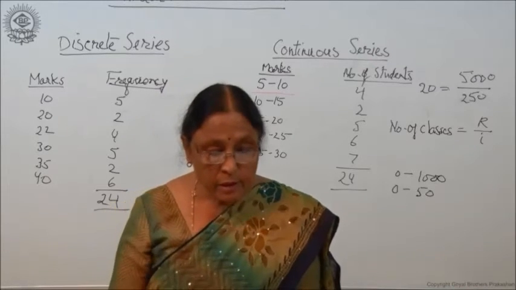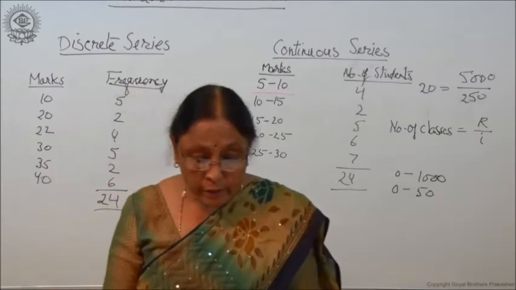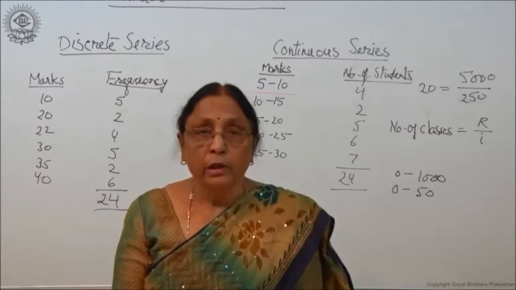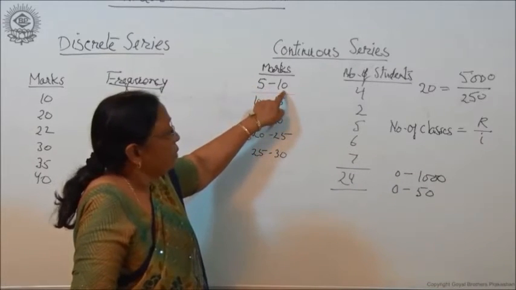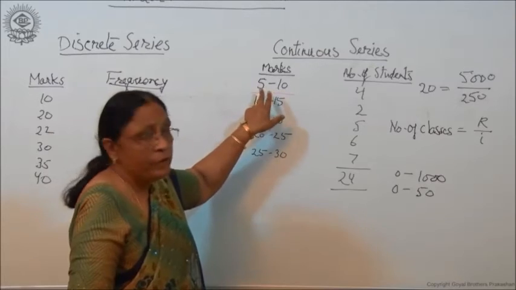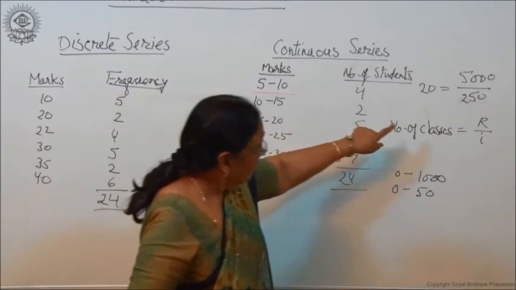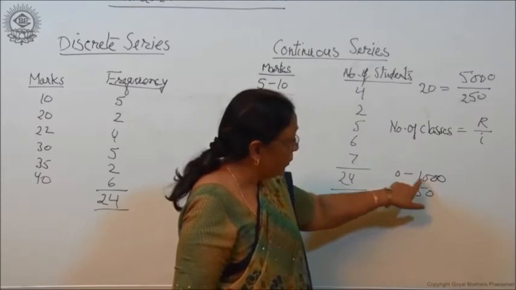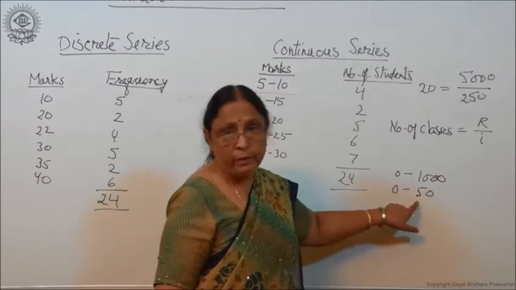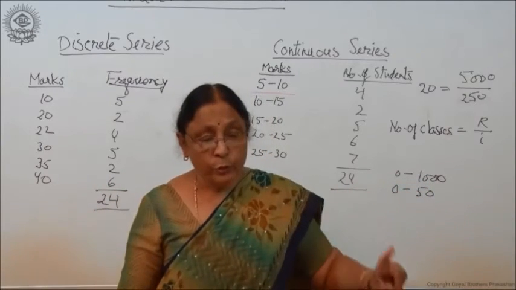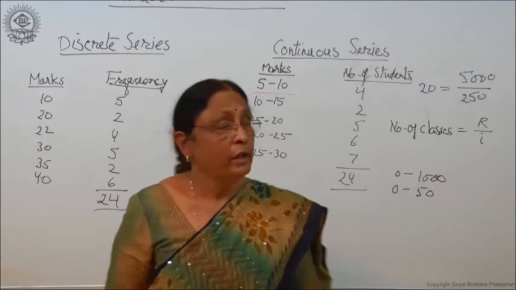Now next is another term: what is class interval? Now how do you define the class interval? The range of the class is called class interval. In this case the range is 5 to 10, so the class interval, or the gap between the two, is 5. In the other example, the class interval is 50. So this way it is the difference between the upper limit and the lower limit.